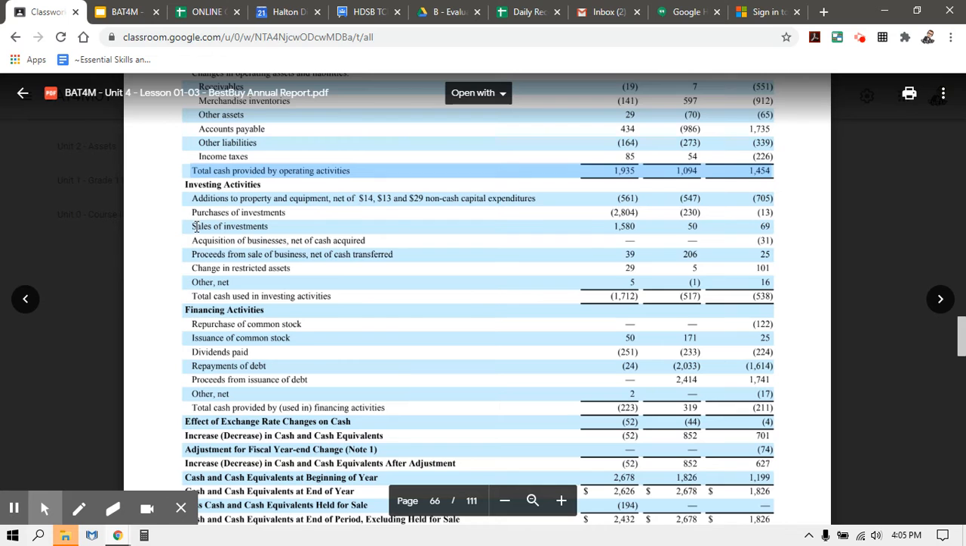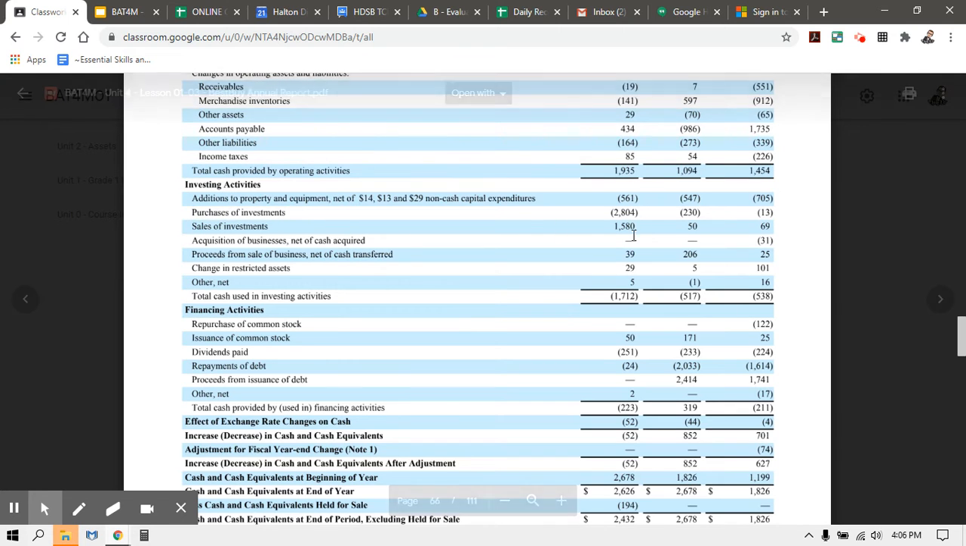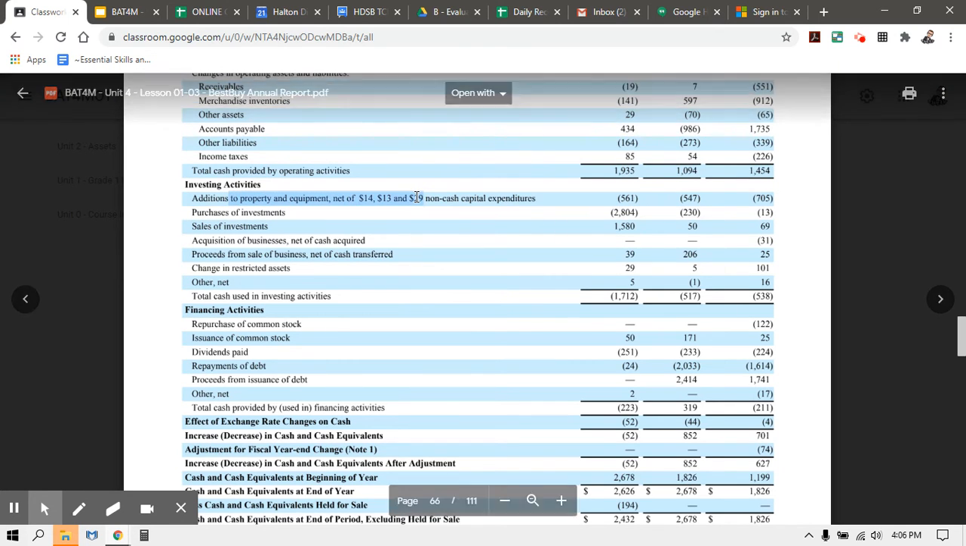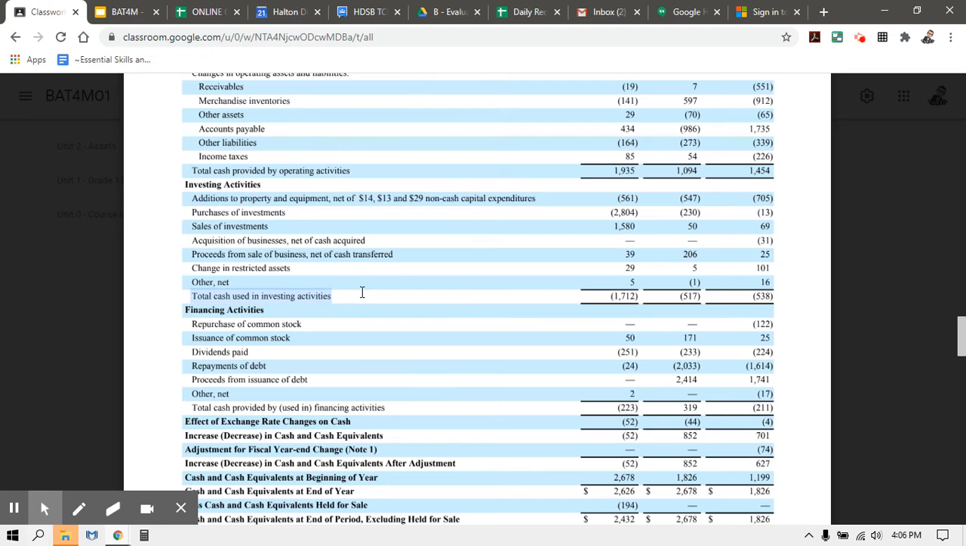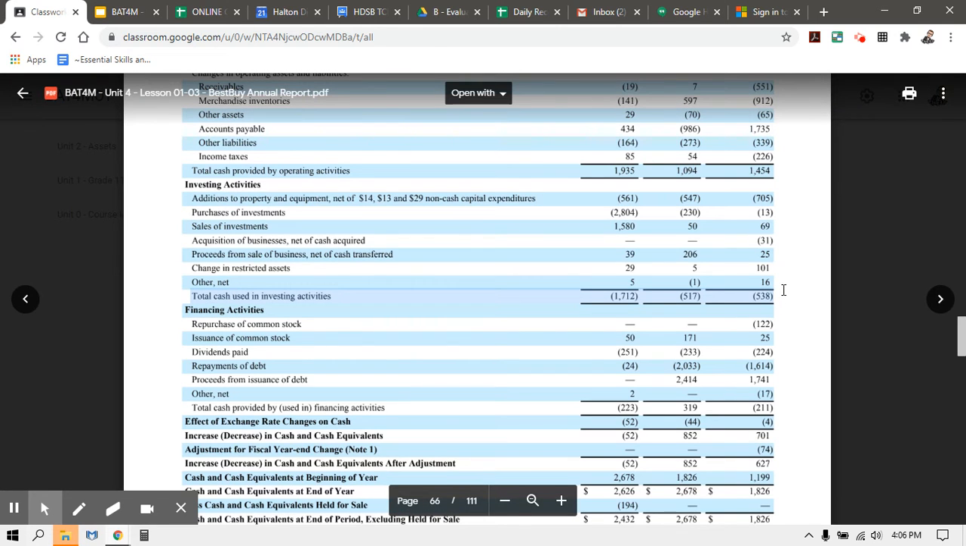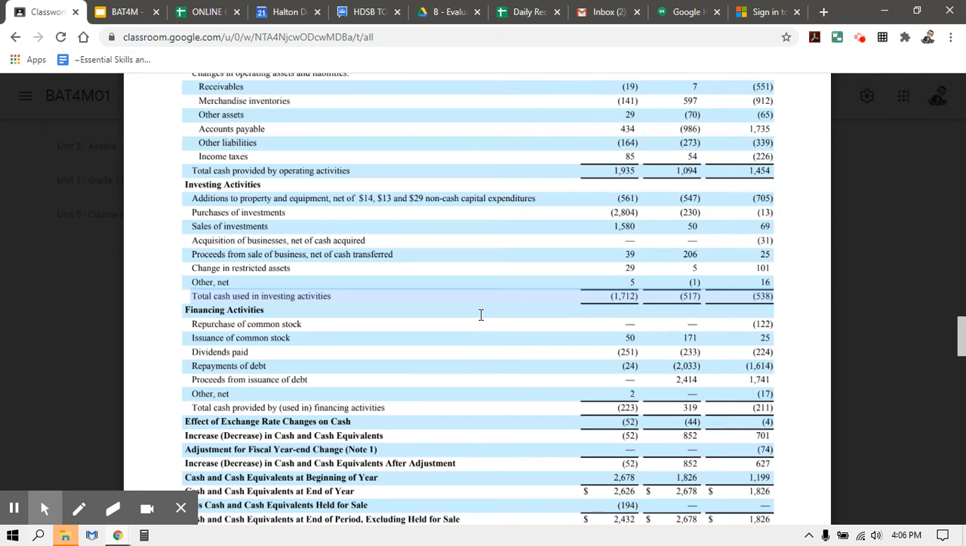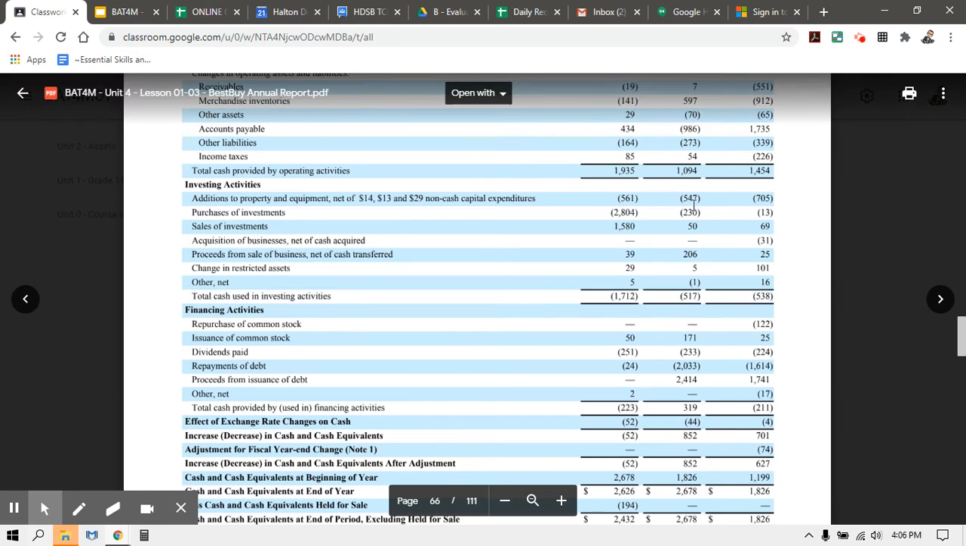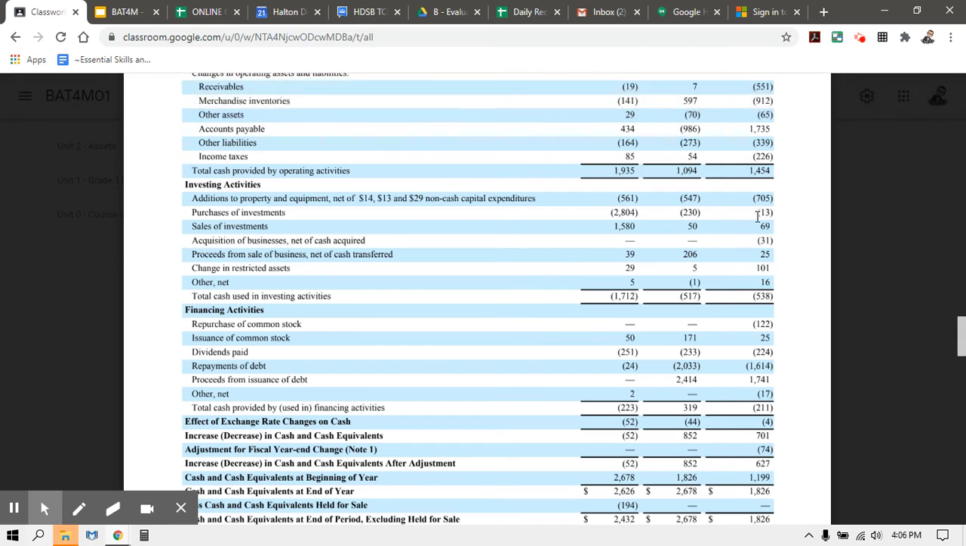So you can see purchase of investments, sales of investments. Basically, is the company putting money into buying property and equipment? Is it selling property and equipment? What's happening? And you can see that they have a net cash outflow. A negative means an outflow. So they're putting a lot of cash into buying either property, as you can see up here, or other investments.